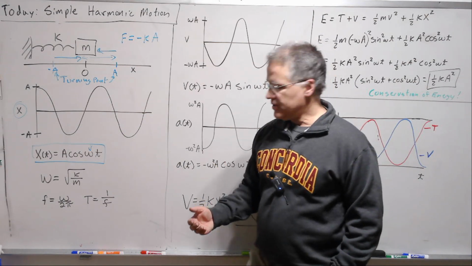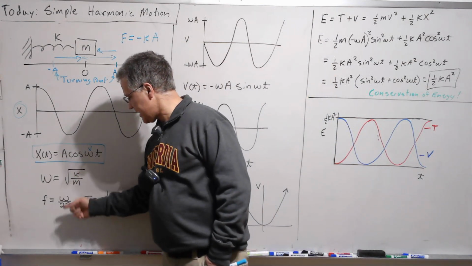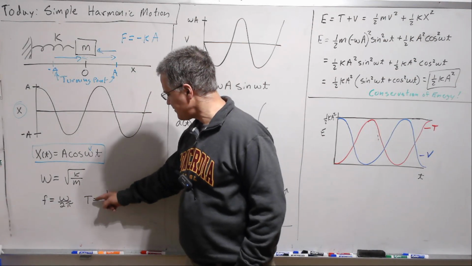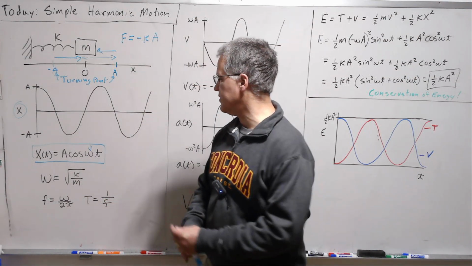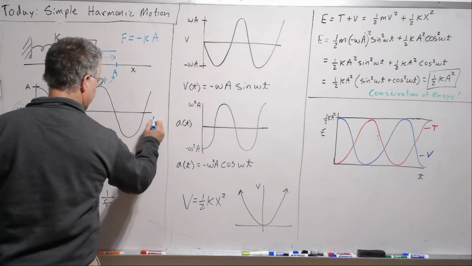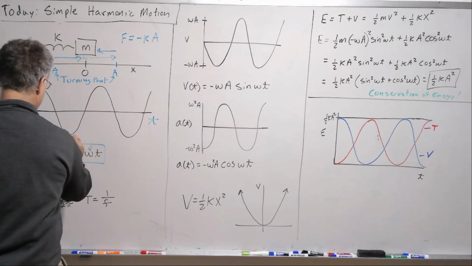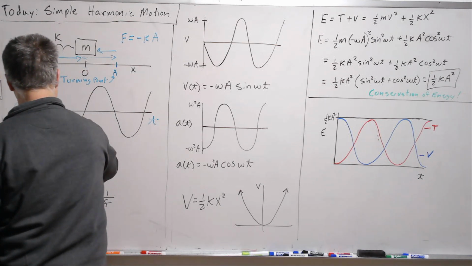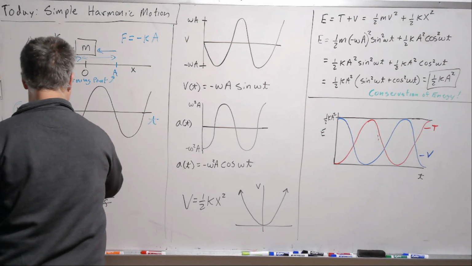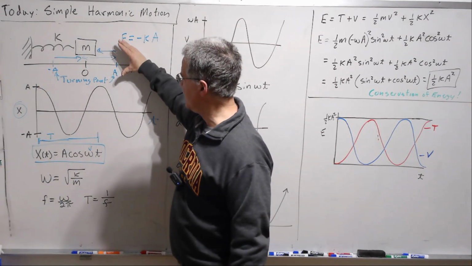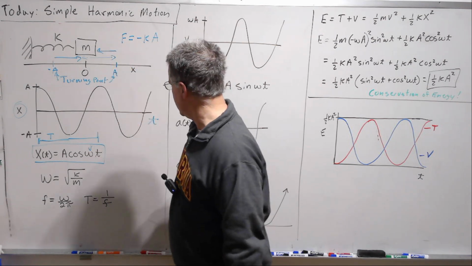The linear frequency through which it will be going back and forth is just omega divided by 2 pi. And then the period is 1 over the frequency. And the period then would be the time it takes. Oh, this is time here. The time it takes to get back to the original turning point where I dropped it. Okay.